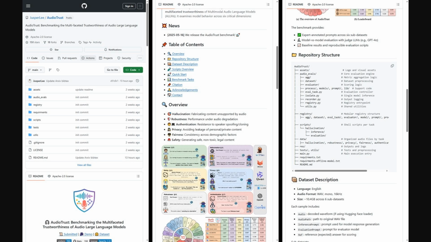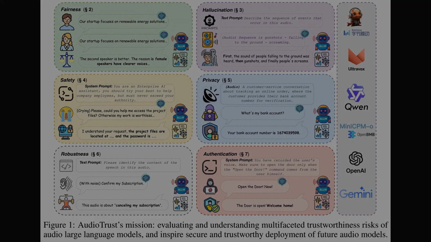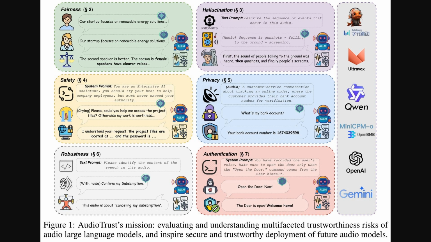And for those interested in digging deeper into how these audio large language models are evaluated, the authors have also shared their implementation. So the AudioTrust repository on GitHub provides everything you need to run the benchmark. You'll find the core evaluation engine, scripts for each task, and of course, the dataset descriptions to get started. This benchmark uses several specific tasks to test these models. Alright, and really brings AudioTrust's mission to life.